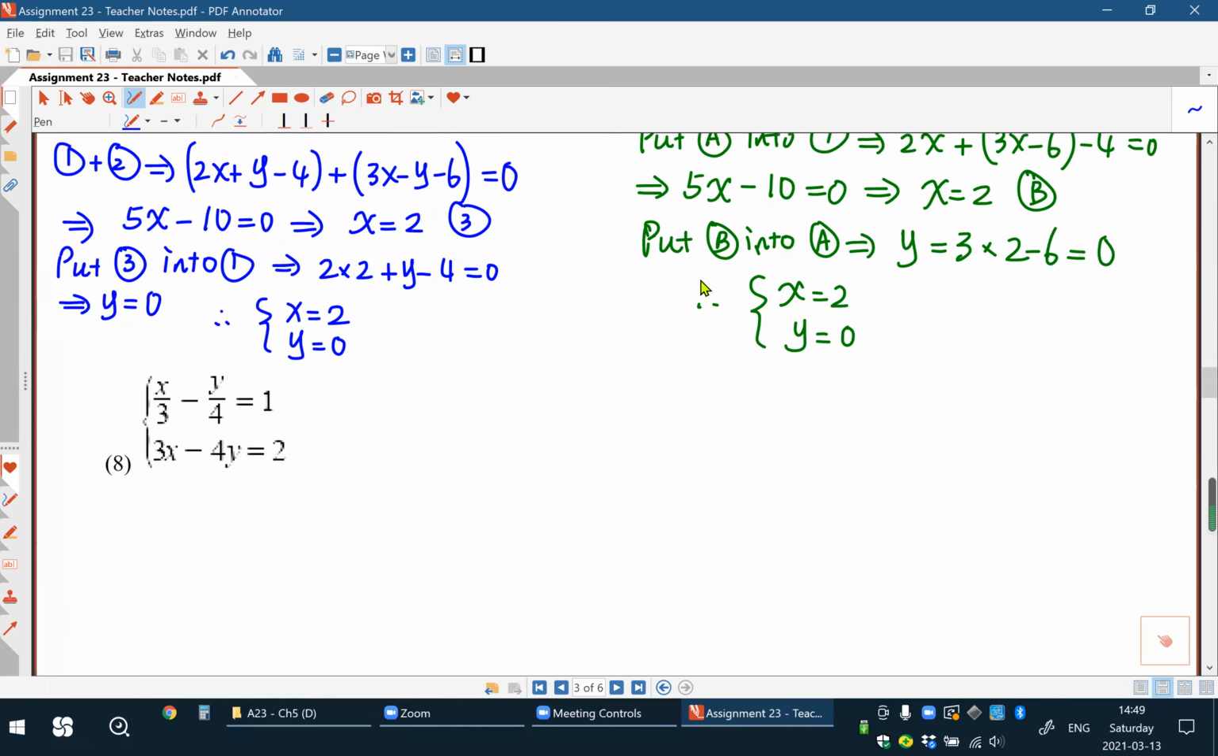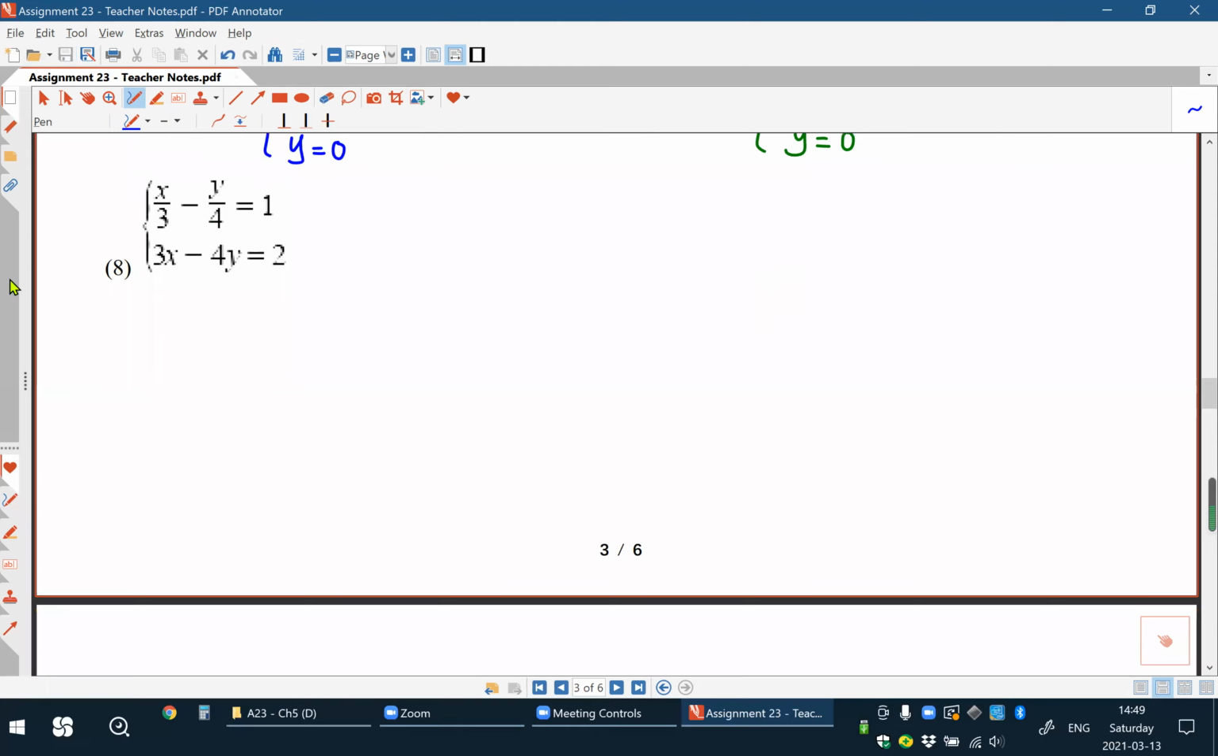No? Okay, let's see question 8. All right, question 8. Again, we could use elimination or substitution, right? Okay, let's simplify this. Okay, let's see method 1. Elimination.